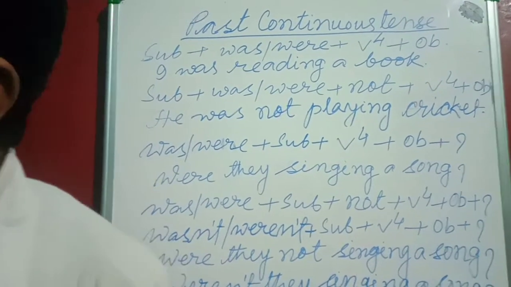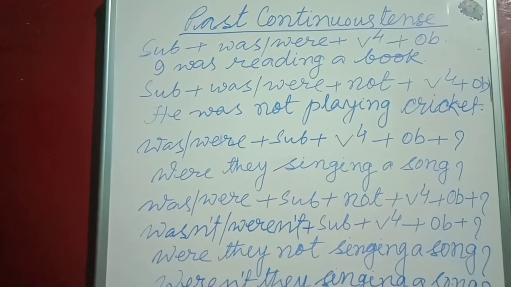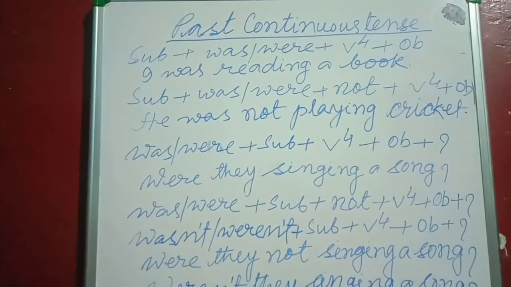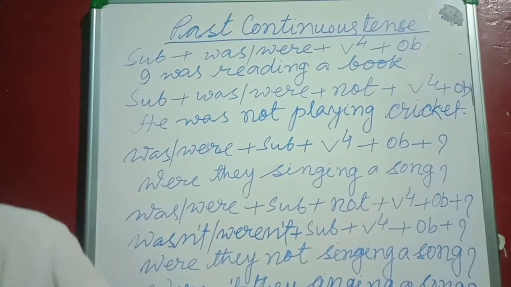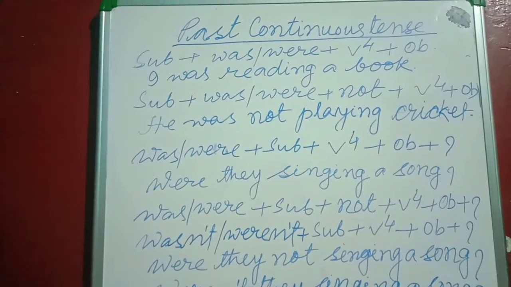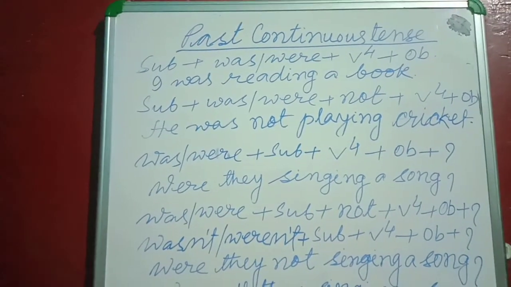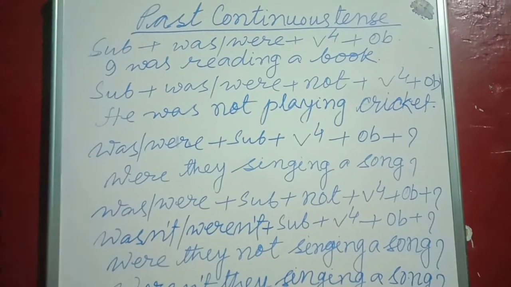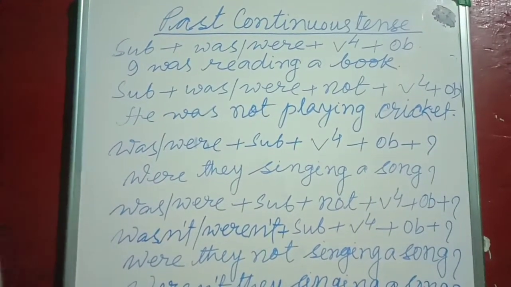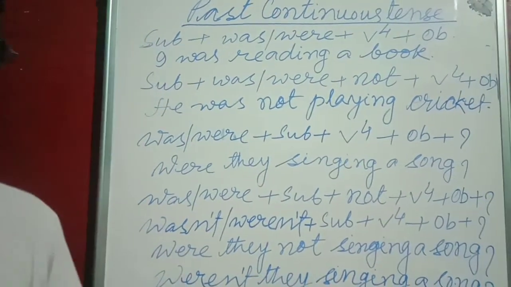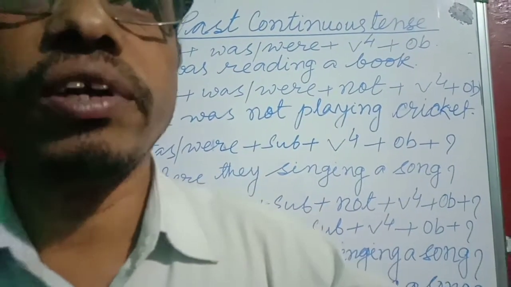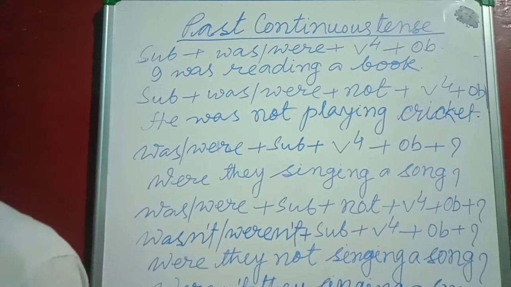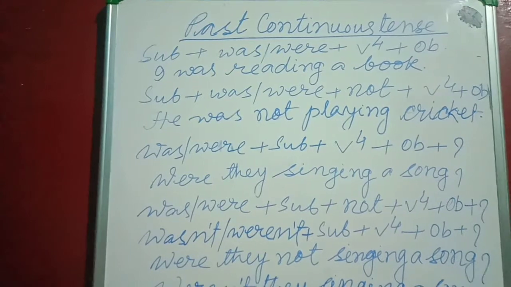That's why it is called the past continuous tense, and it worked for a long time, but it also does not have an end point, and that's why it is called continuous. So what is past continuous tense? Past continuous tense shows the action of the verb in the past which was going on.